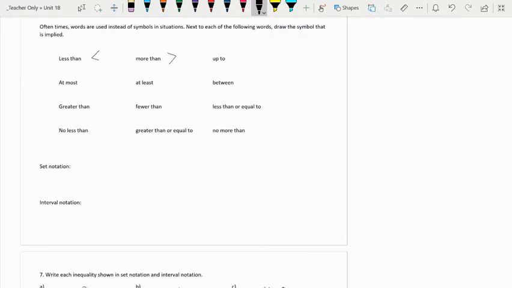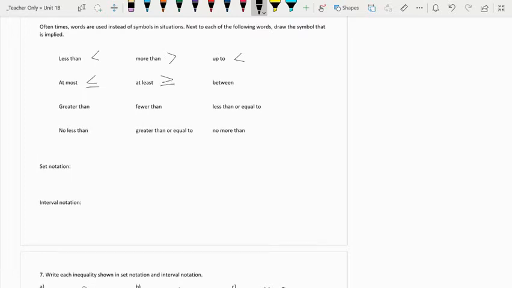Now, when it says up to, that means that whatever it is going to be the highest, and you're talking about everything below, so that would be a less than. At most, similar to up to, is saying it needs to be less than or equal to that number. So at least would be the other way around. You're talking about that number and then anything above it.